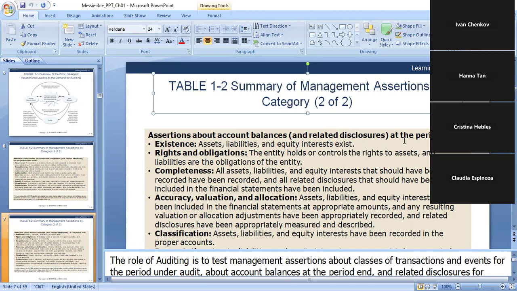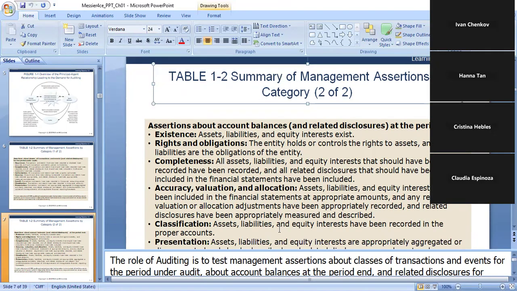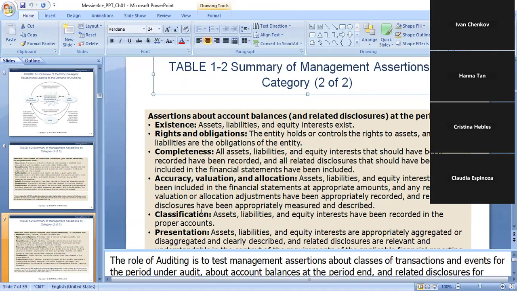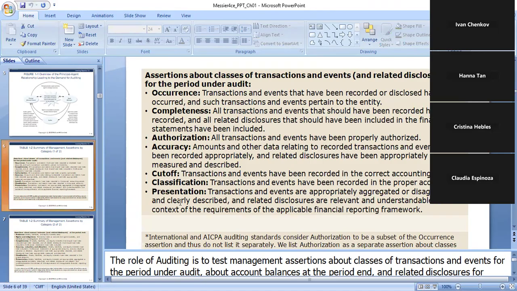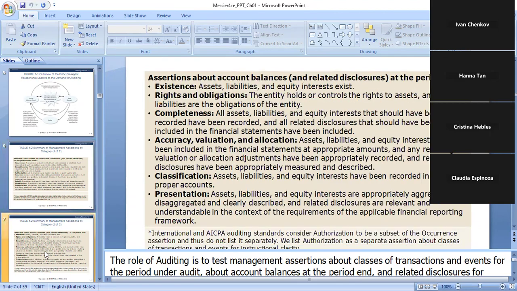Classification: the asset, liability, and equity are recorded in the proper account. Presentation: assets and liabilities are appropriately aggregated or disaggregated and clearly described in the disclosure notes. To some extent, the classification and presentation here overlap with the classification and presentation before, but there we were talking about the transaction, and here we're talking about something bigger. This one is on the bigger level of the assets and liabilities rather than a simple transaction.